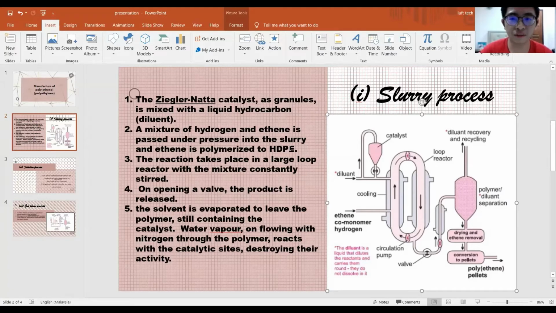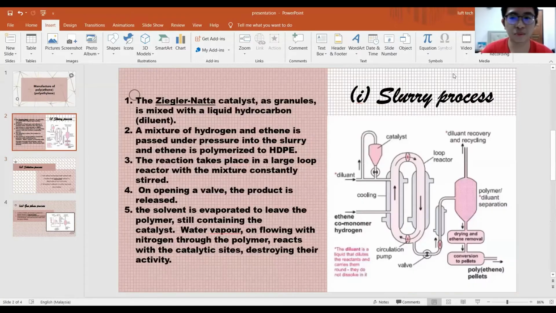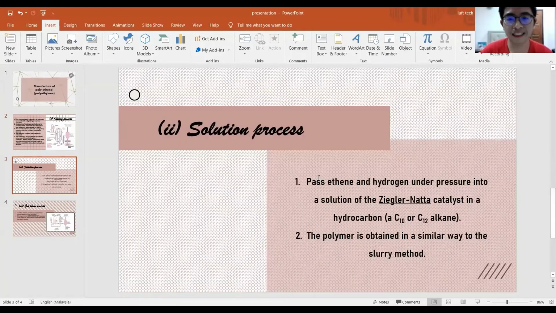I'll go on to another process, the solution process. It uses the Ziegler-Natta catalyst too, but it's more or less the same as the slurry process I talked about just now. In the solution process, we pass ethene and hydrogen under pressure into a solution of the Ziegler-Natta catalyst in a hydrocarbon, C10 or C12, whichever we prefer, and the polymer is obtained in a similar way to the slurry method.